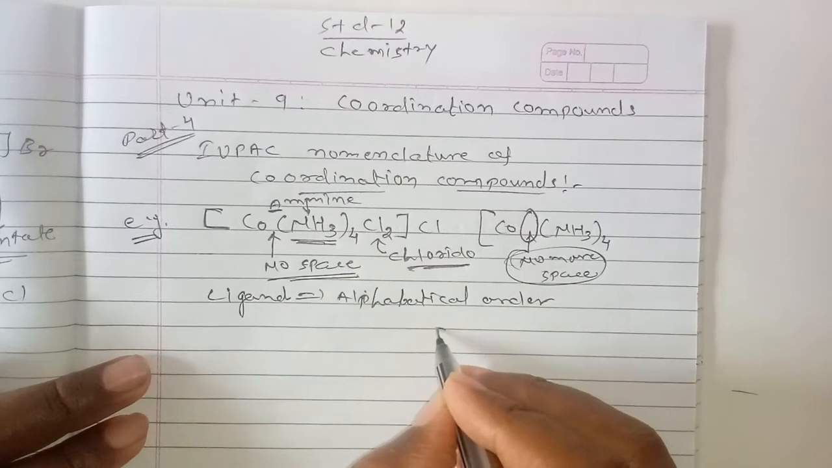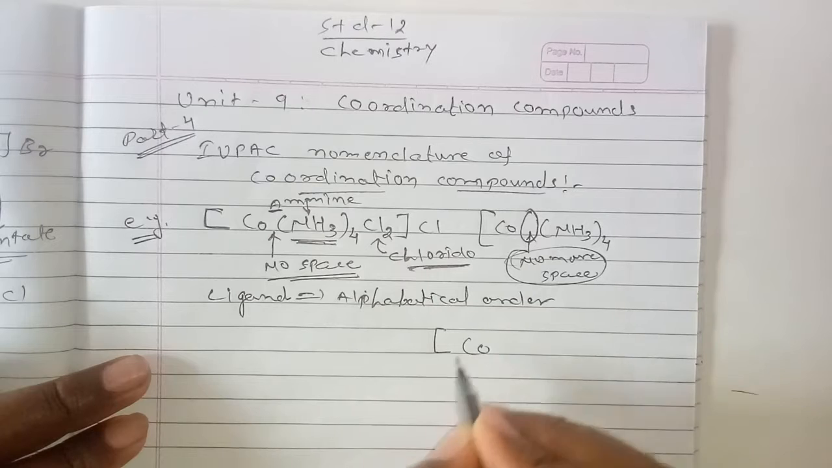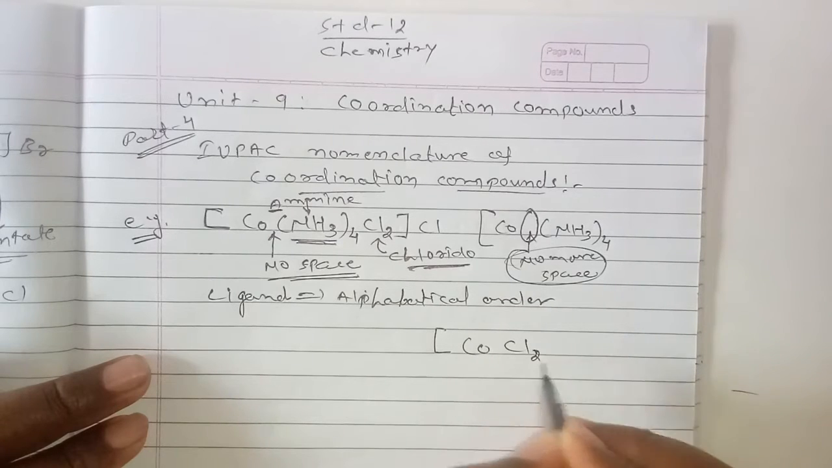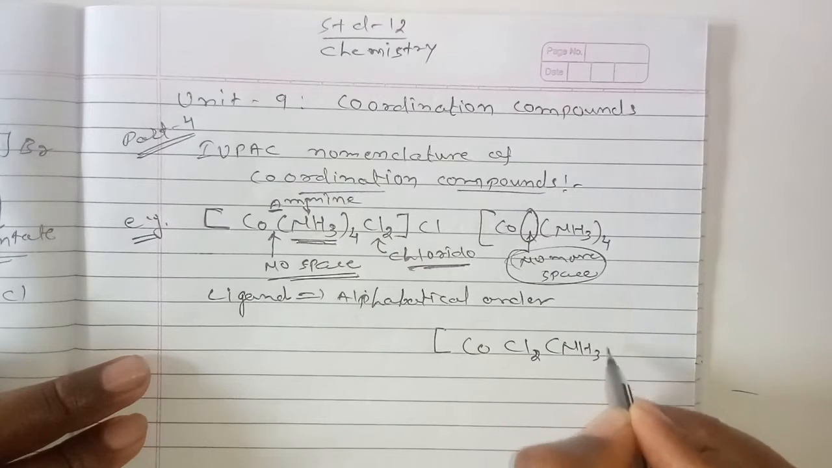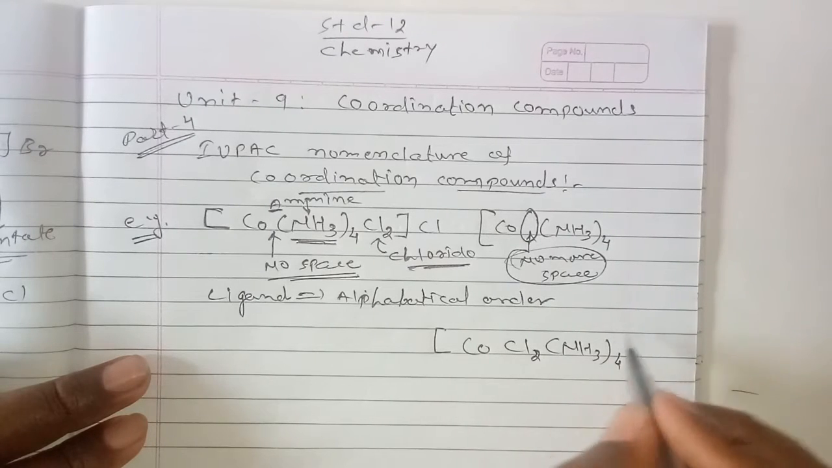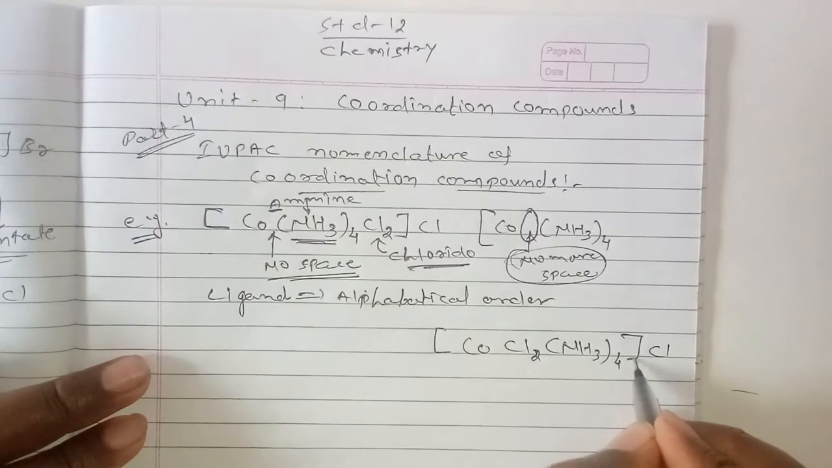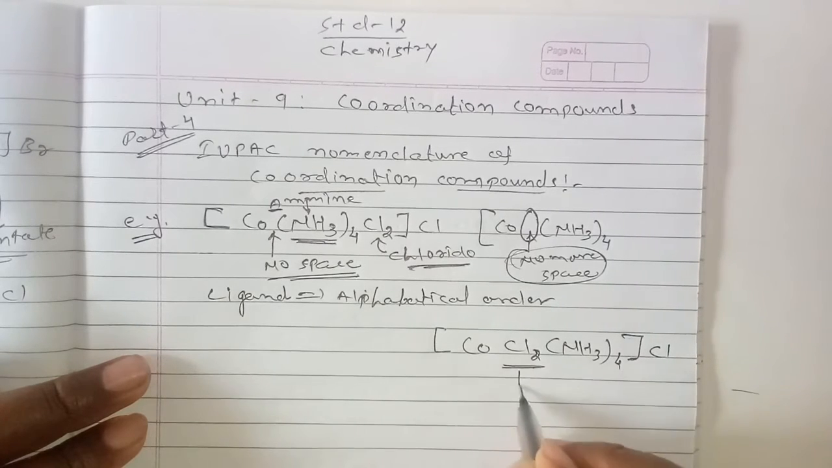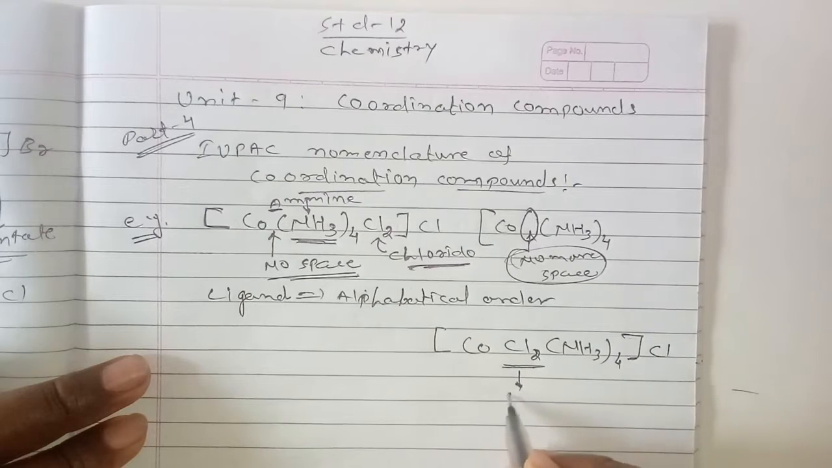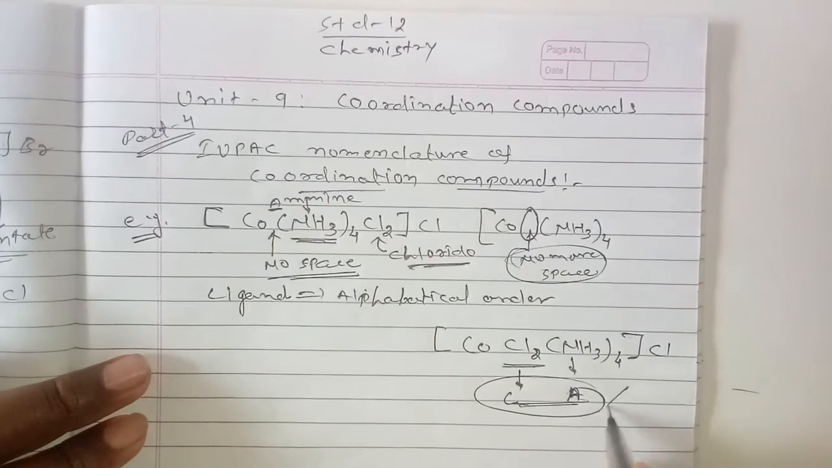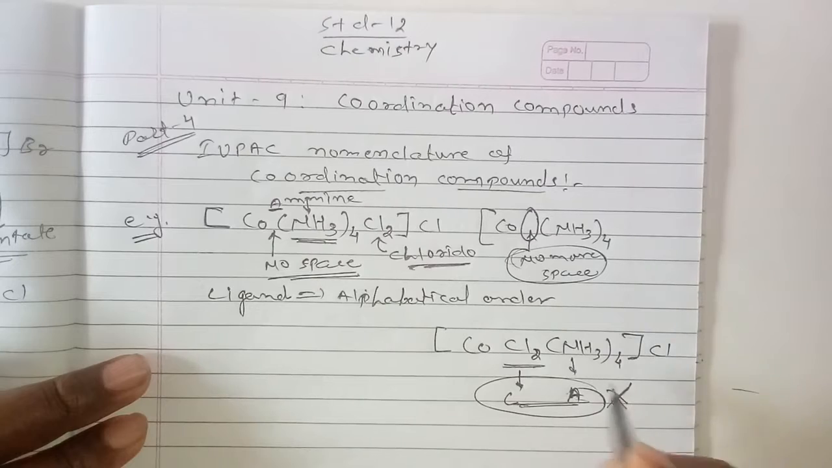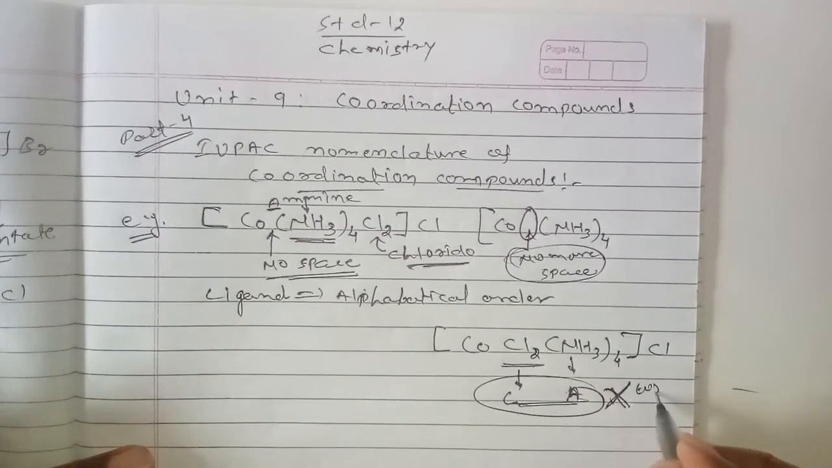Here the same complex is written as CoCl2(NH3)4, square bracket is over, and Cl. Here this is not in alphabetical order. C stands there, and for amine it is A, so it is not in alphabetical order. So this kind of complex written is completely wrong.